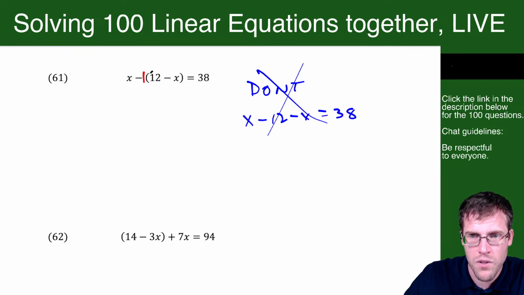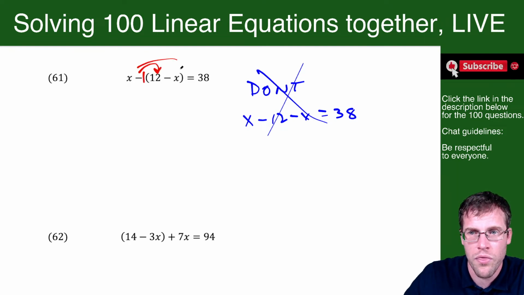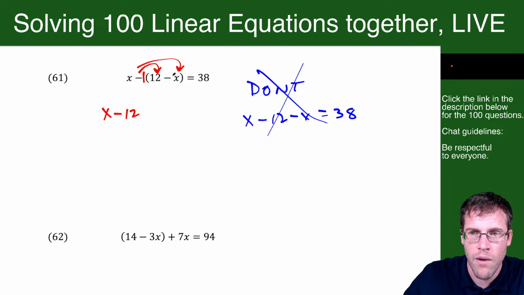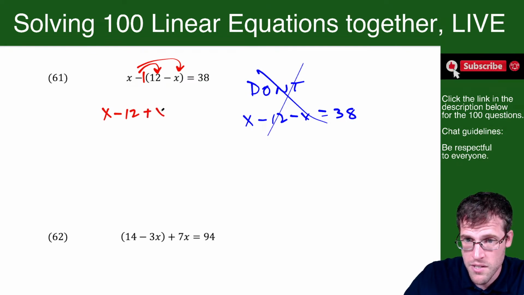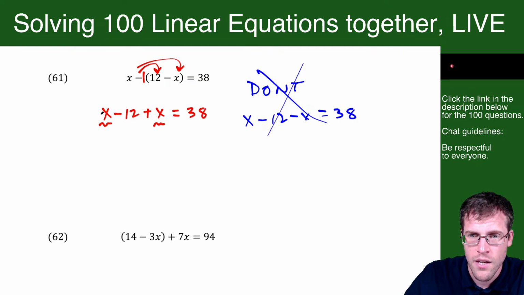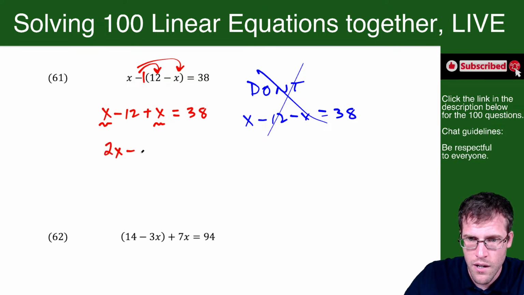Think of that as a minus 1 in front. And when you send the minus 1 through, this is going to be x, and you have minus 1 times 12 is minus 12. Minus 1 times minus x is plus x. And this is equal to 38. So now combine like terms, you have an x and an x. x plus x is 2x, and then minus 12.